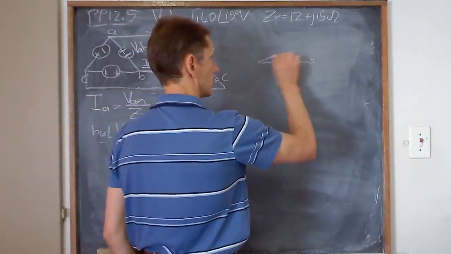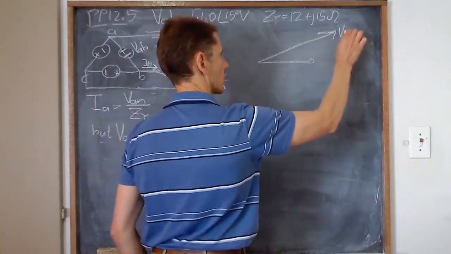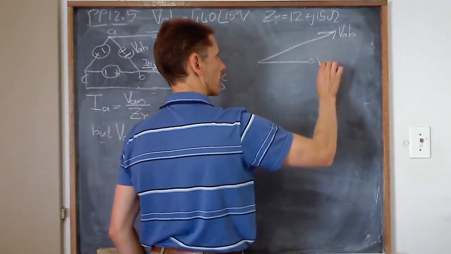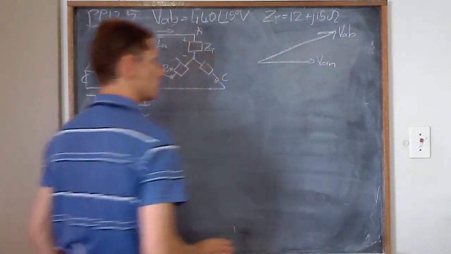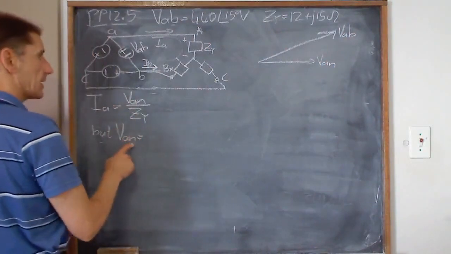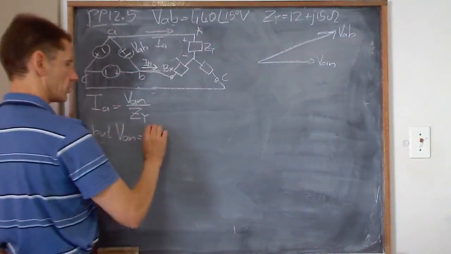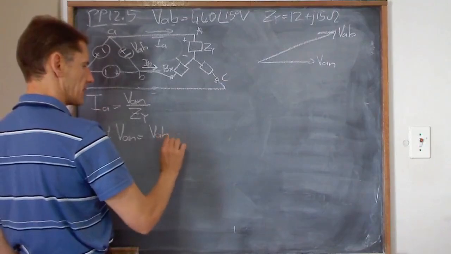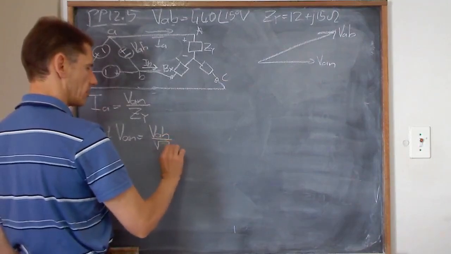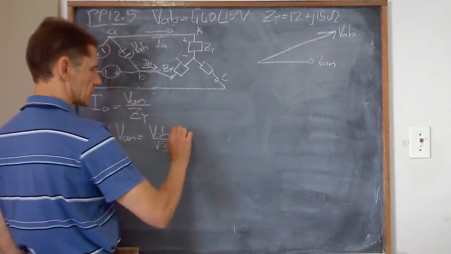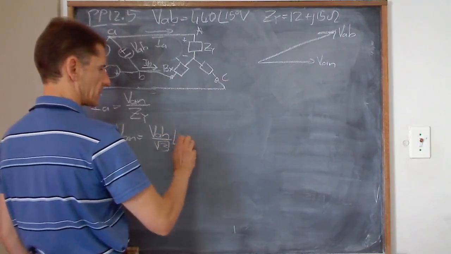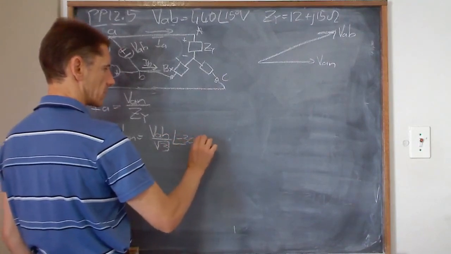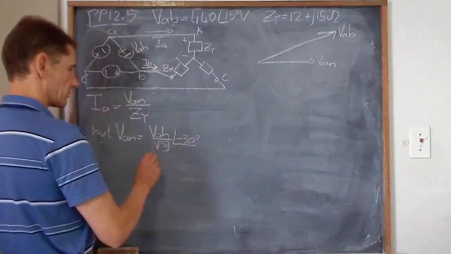Draw it again. You only need to draw it once because you're going to have it with you. I'm drawing it over and over again so that you can see how many times I use it. So I want VAN and I've got VAB. What do I have to do with VAB? I need to take VAB, divide it by root 3, and subtract 30 degrees. That gives me the VAN.